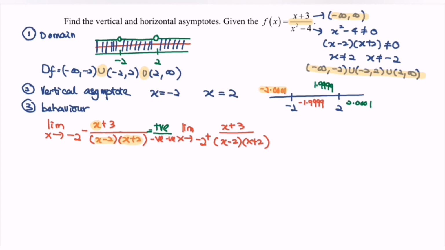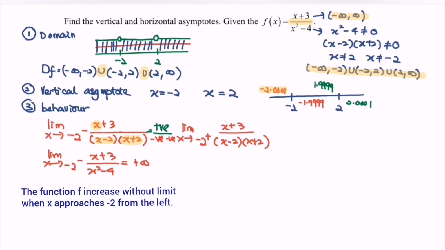So finally, the limit when x approaches negative 2 from the left for the function x plus 3 over x squared minus 4 will equal positive infinity. Meaning that the function f increases without limit when x approaches negative 2 from the left.